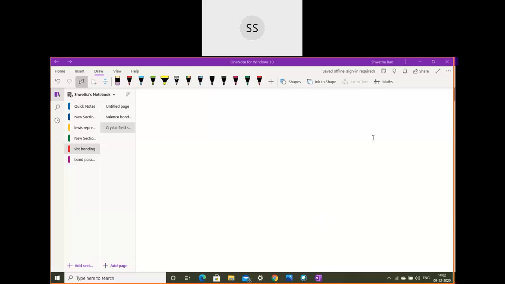Okay, we will continue then. The next topic which I am going to discuss, since we have completed crystal field theory, is color in the complex. Based on crystal field theory, we can understand the color in the complex.